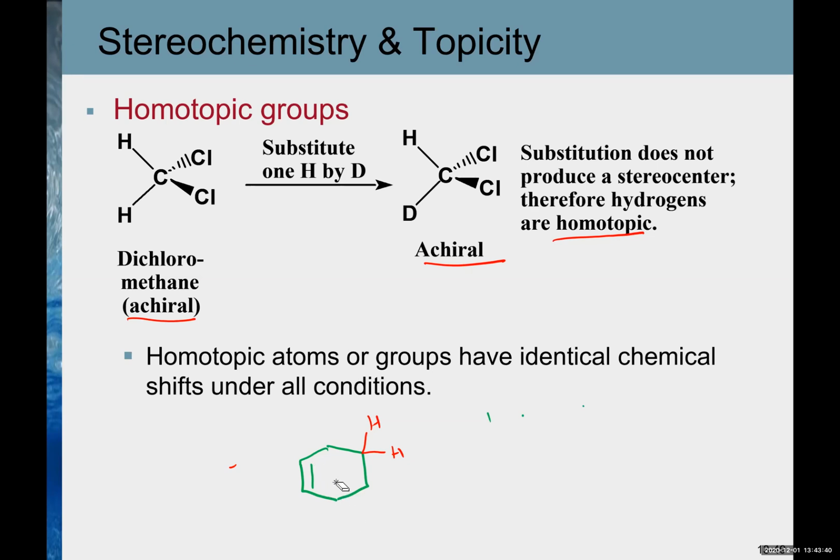The red protons, are they homotopic, enantiotopic, or diastereotopic? They would be enantiotopic, wouldn't they? And that is correct, because if you replace one of them with D, you will create a new chiral center. Now this is chiral, right? So all four are different. So they are enantiotopic. That's correct.